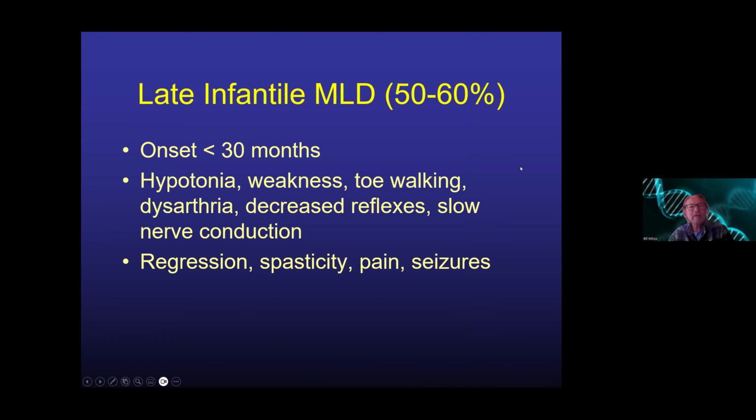Late infantile metachromatic leukodystrophy constitutes a decent proportion of the total number of patients. It has its onset under 30 months of age with hypotonia, weakness, toe walking, dysarthria, decreased reflexes, and slow nerve conduction, and they will regress and often develop seizures, pain. Not a pleasant disease for the kids, and can take them quite a while to die. And this is the one that therapy has been targeted towards, and efforts towards newborn screening, which is in pilot studies now.